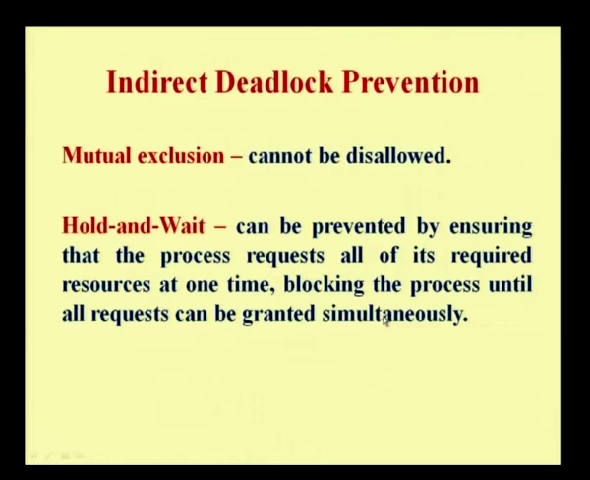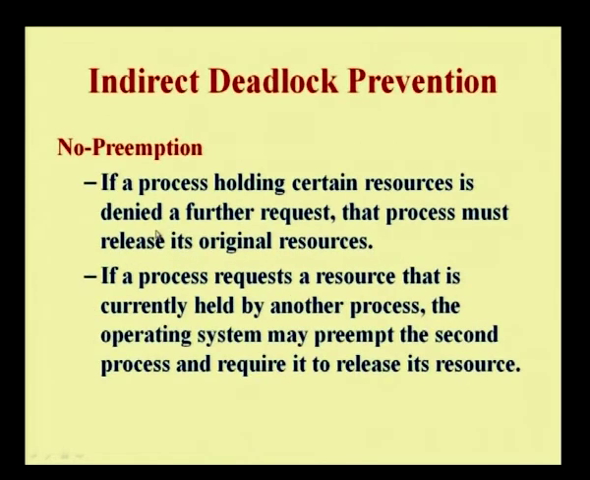So it gets blocked out. So that is for this hold and wait. Then the third indirect deadlock prevention is on no preemption. What is no preemption? Again, as I said, I will read out the first topic. No preemption. If a process holding certain resources is denied a further request, that process must release its original resource.